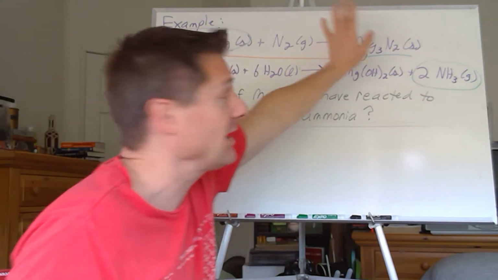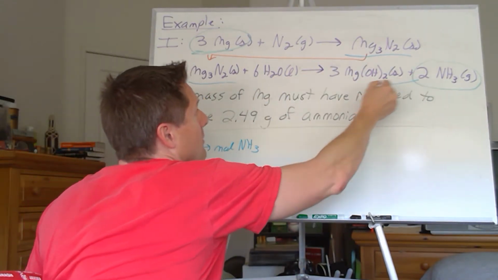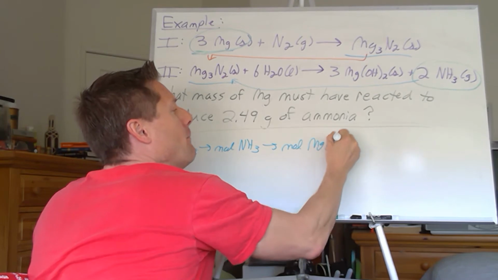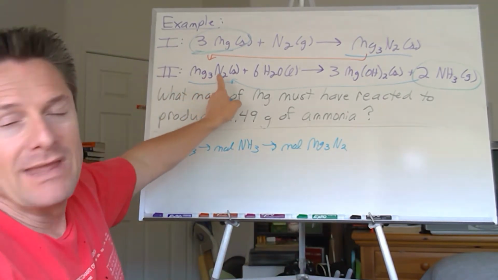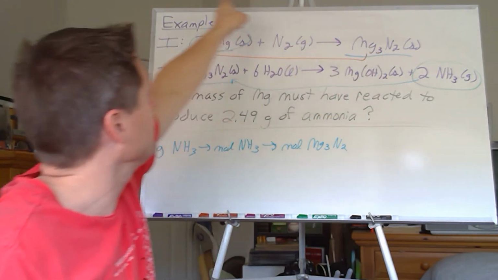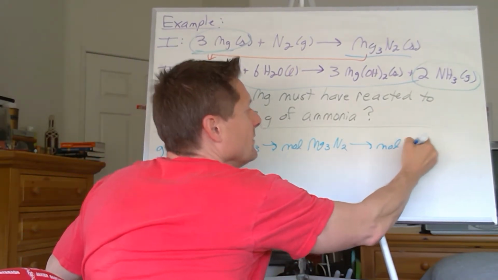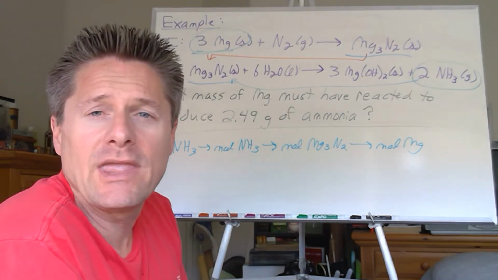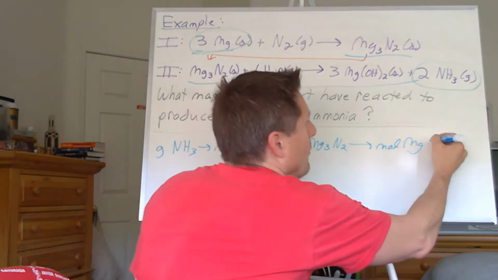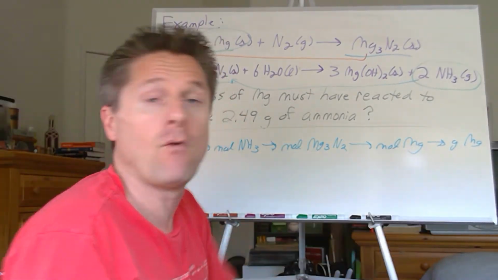Now I'm in moles of ammonia. I can go to any other species in equation 2. Let's go to the one that connects the equations. Let's go from ammonia to magnesium nitride. So I'm going to go to moles of magnesium nitride. Now that I'm in moles of magnesium nitride, I can go up to this one and go from moles of magnesium nitride to moles of magnesium. So we're going to have two side-by-side stoichiometry ratios, the stoichiometric factors. And once I'm in moles of magnesium, I can go to grams quite readily. And we'll just leave it as grams at that point. So this is a 1, 2, 3, 4-step problem.